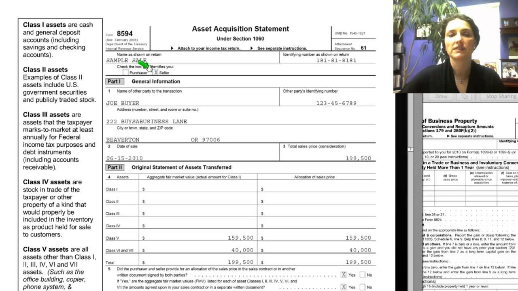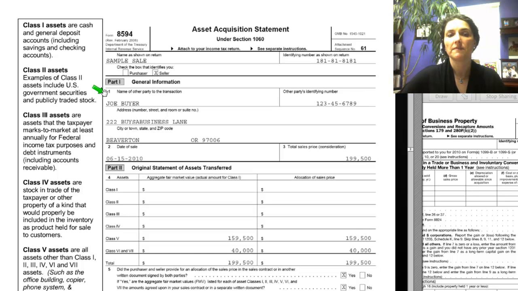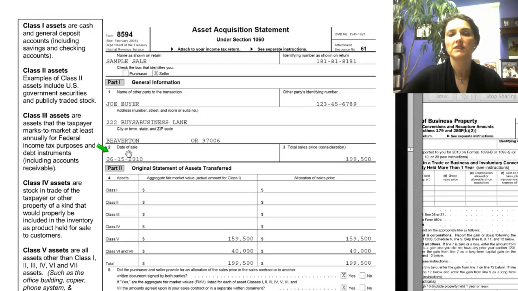In this case, we have a seller. So who was the buyer? Well, Joe Buyer was the buyer, and what's his address? So we enter that. Then it asks for the date of the sale and the total sales price of the assets. So let's now look at the classes. In Part 2 of the form, you have to provide information about the assets, and you have to show the aggregate fair market value of the asset and the allocation of the sales price towards that asset.